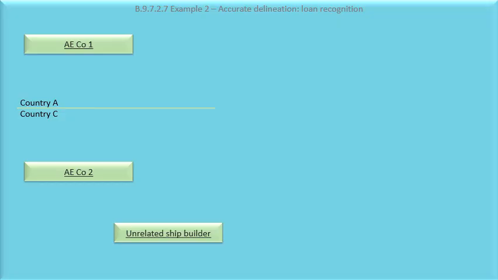In our next example, still dealing with loan recognition, you've got AECO 1 and AECO 2, related parties in country A and C, and then you've got an unrelated shipbuilder. AECO 1 needs for its business a special ship to supply it with raw materials for the products that it makes. So AECO 2 actually signs the contract with the unrelated shipbuilder, borrows money from AECO 1 to pay for it, and AECO 1 also gives a parent guarantee that AECO 2, which is a newly incorporated company, will perform as required under the building contract.